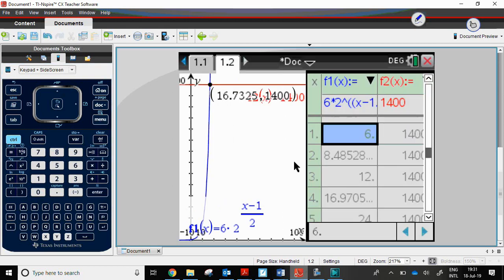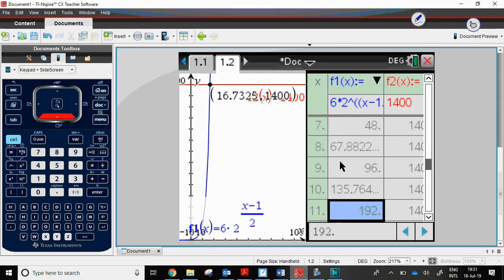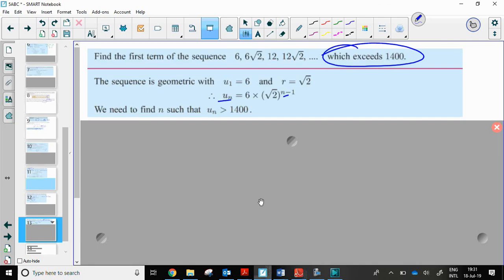And then I'm just looking in this column, because this is the column for f1, which was my function. And I'm just looking for a value in here that is bigger than 1,400. And there it is. It's the 17th term, and this actually tells me exactly what it is without me having to consult my formula. It's 1,536. Of course, that's what I would have gotten had I put 17 in for that n.